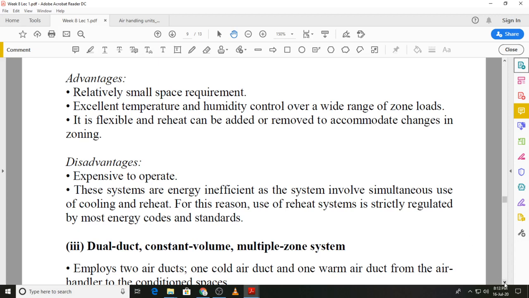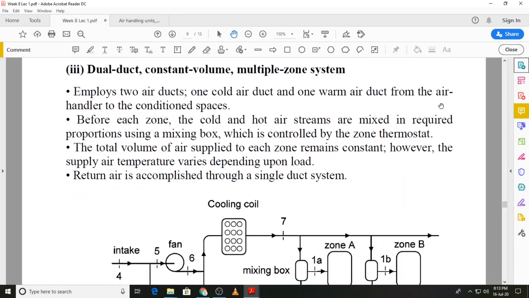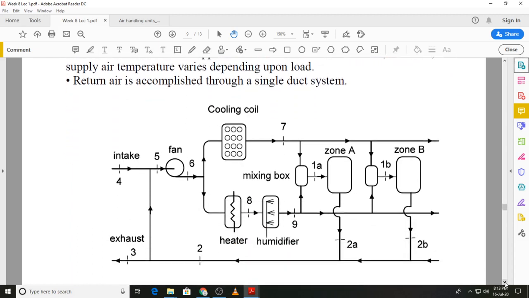We will now move on to the second type of multiple zone system with again a constant air volume, and that is known as the dual duct constant volume multiple zone system. The name dual duct comes from the fact that instead of a single duct supplying air to the conditioned zone, we have two ducts. One will carry cold air and the other warm air from the air handling unit to the conditioned space. How this works, once we look at the schematic diagram, you will be able to understand.